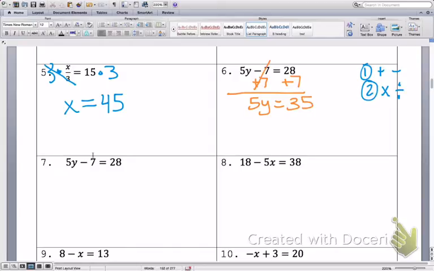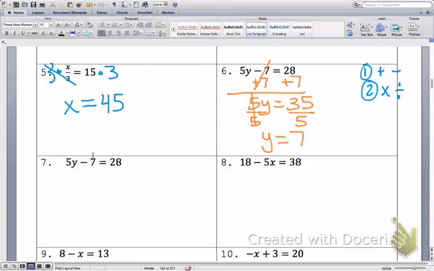Step 2 is always to eliminate multiplication or division. In this case, it's 5 times y. The opposite of multiplying by 5 is dividing both sides by 5. The 5's cancel because they become a 1. So y equals 7.